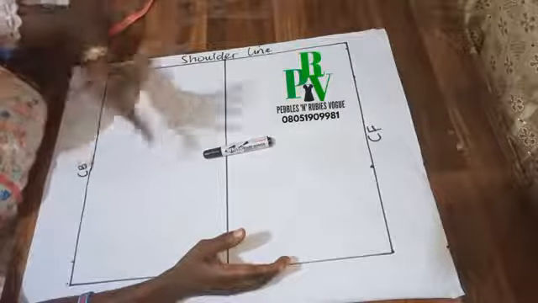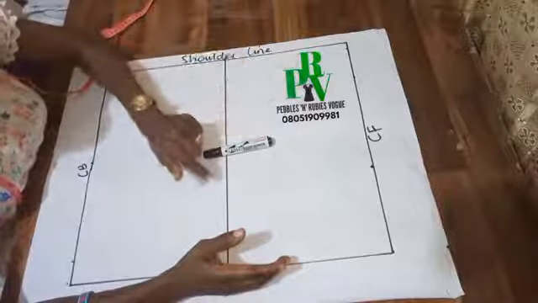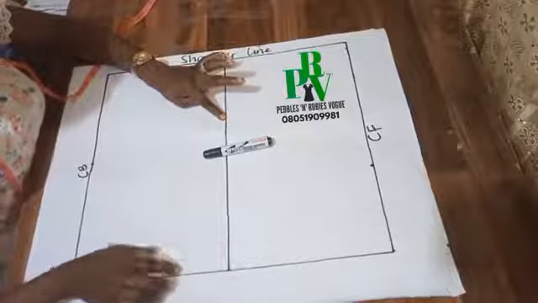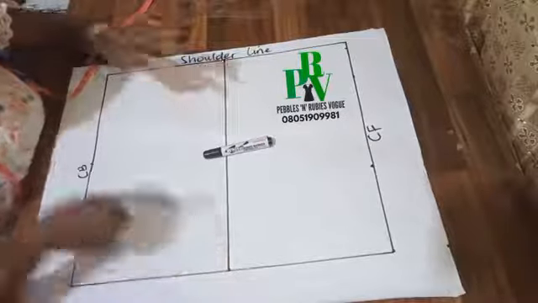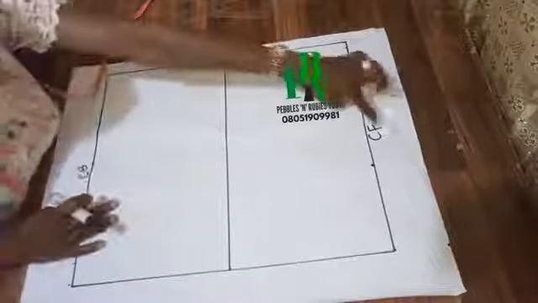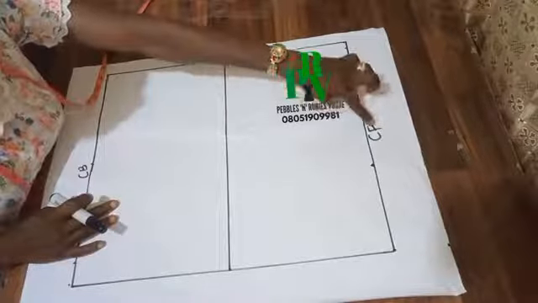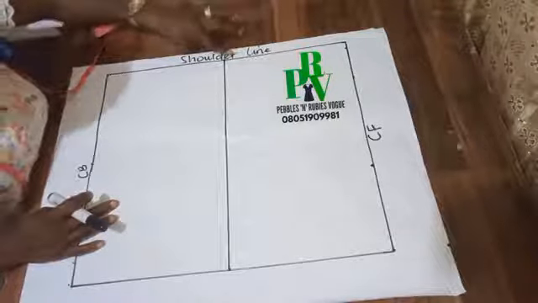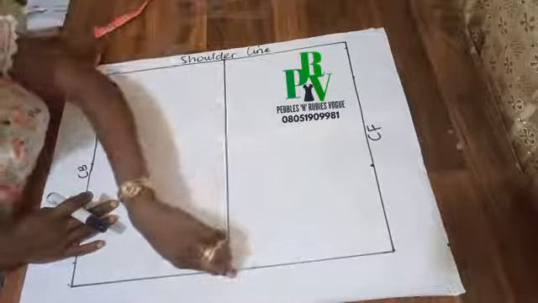So the 18.5 inches divided into 2 equal halves. So this is the midpoint of my 18.5, which is 9.25, okay? So this is the center of my 18.5. So this represents my center front, okay? And this is my center back. This is the shoulder line and this is the hem line.